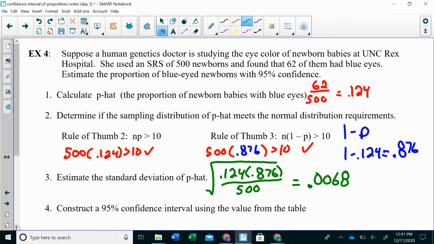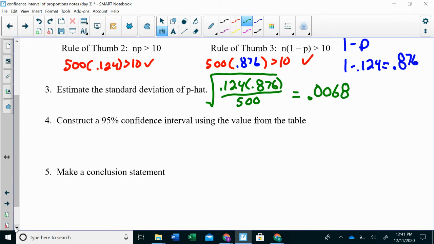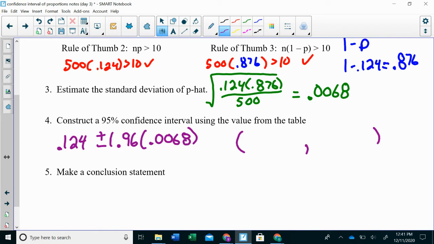Again, it's this systematic process. Step 1 first, p hat. Step 2, rules of thumb. Step 3, this big square root formula. Step 4, now we do the 95% confidence interval. So we start off with the 0.124, which was our proportion, and we add and subtract, 95% confident means 1.96 times 0.0068. That will give us our 95% confidence interval.